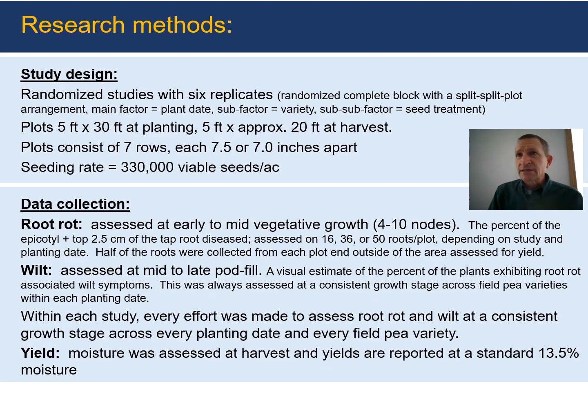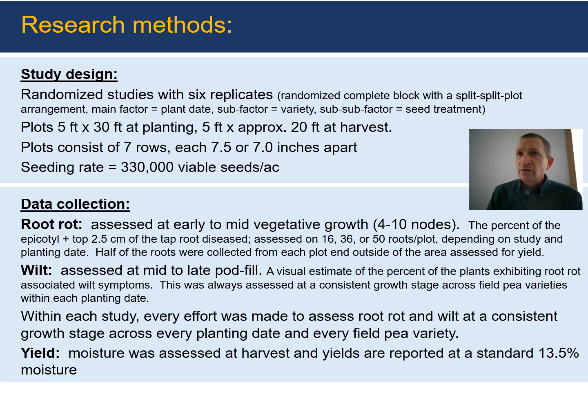This research was conducted in Carrington in 2023 and 2024. All the studies were randomized with 6 experimental replicates. What this means is that the treatments were randomized 6 times. Plot size at planting was 5 foot by 30 foot. At harvest was about 5 foot by 20 feet.